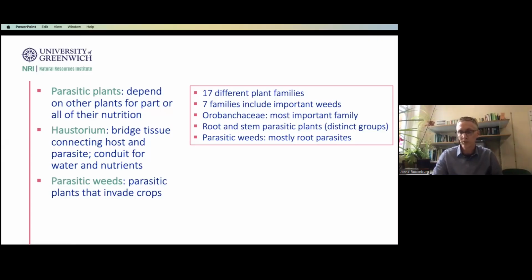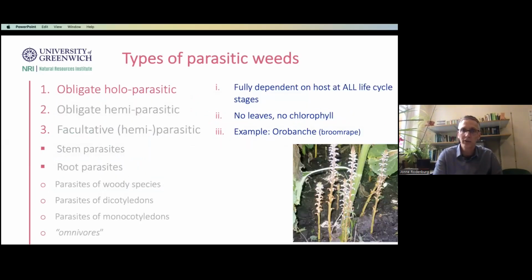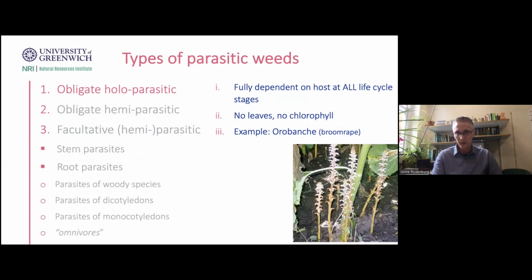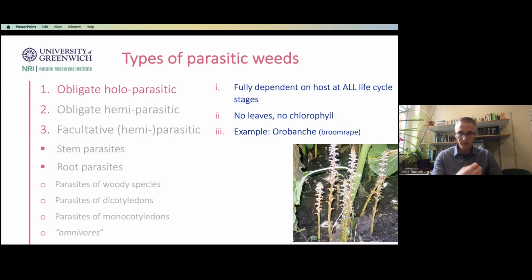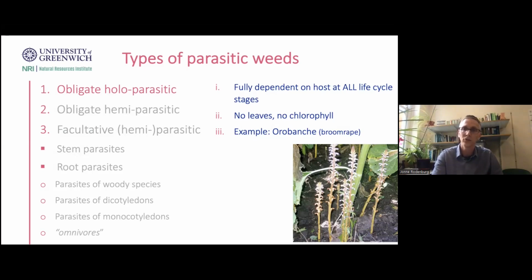Root parasites. But you also have parasitic weeds that are stem parasites. Look at holoparasitic weeds that are fully dependent on their host for all of their life cycle stages. And they have no leaves and no leaf chlorophyll. And so they're completely white and therefore they're completely dependent on their host.